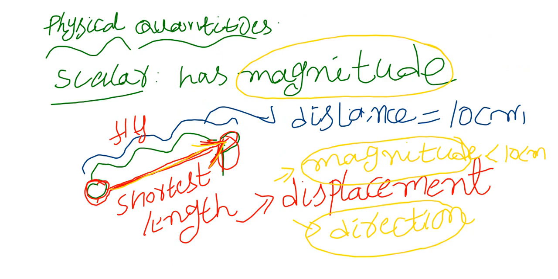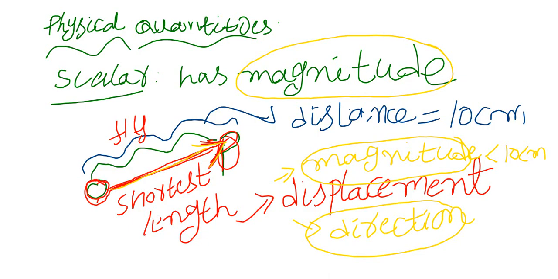A fly is moving in this direction. The actual length of the fly's path is distance, and the shortest length is displacement. So displacement represents the direction. The direction is from O to P.